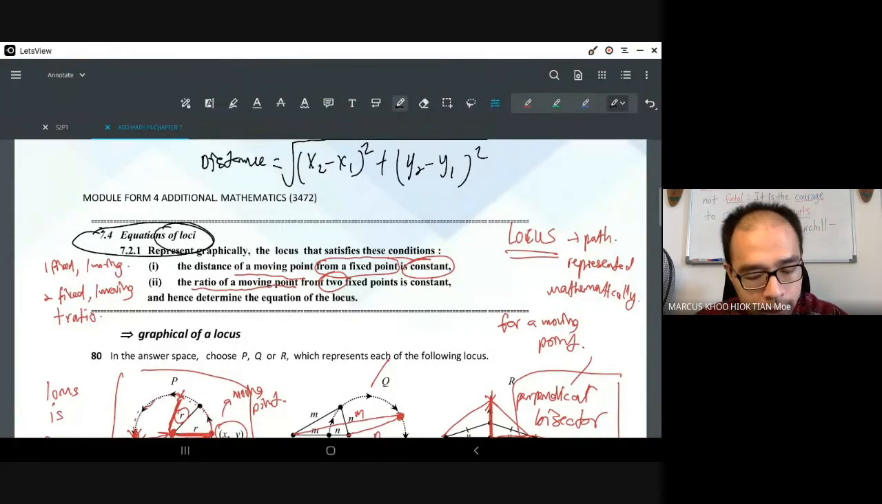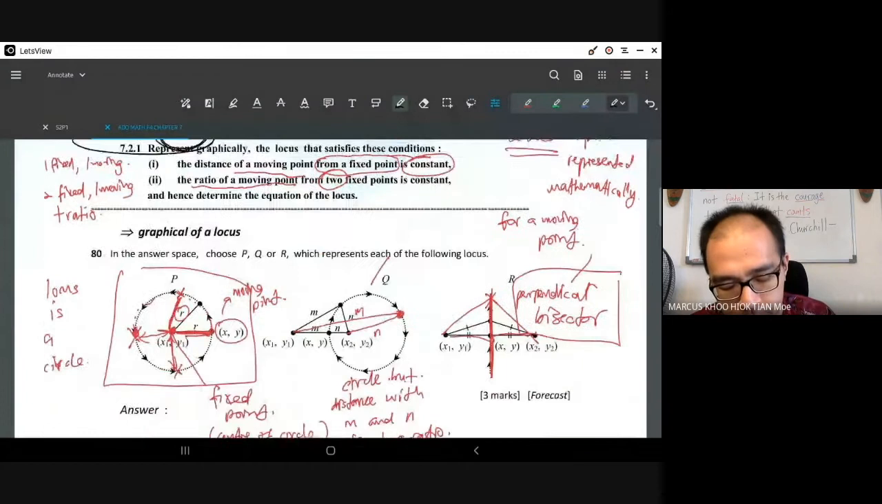Locus adalah singular, loci, or loci if you want, is plural. Locus adalah lebih daripada satu lah, kata ganda lah. Locus is loci or loci, up to you lah.